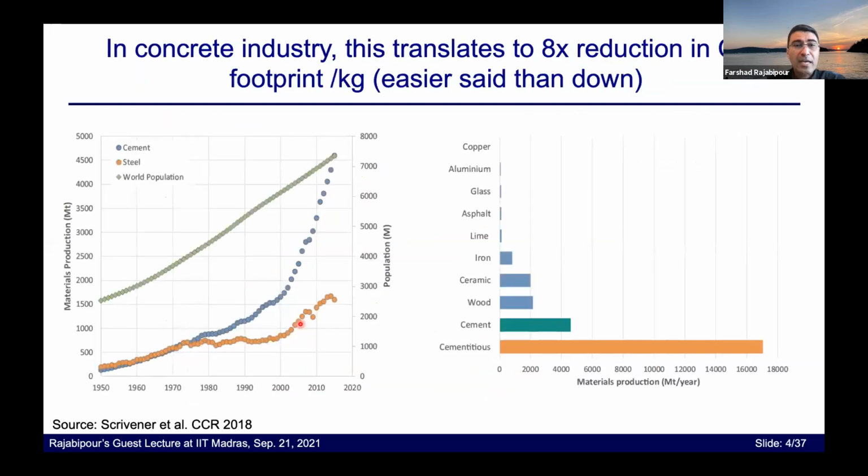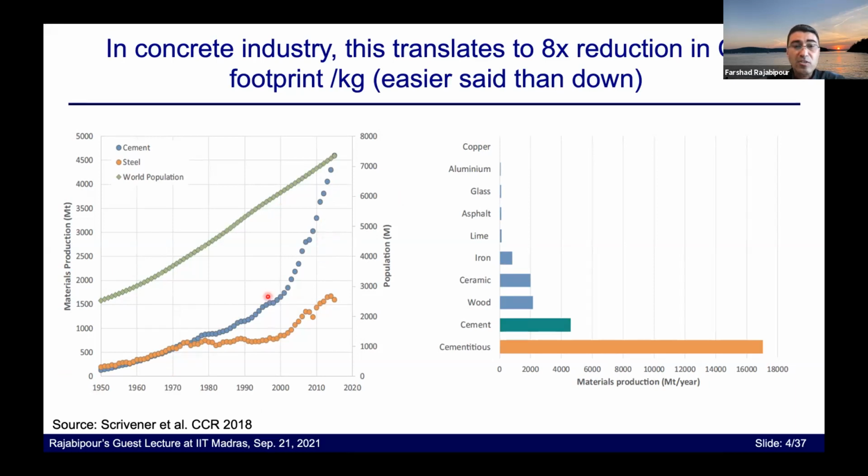Now, if you look at the cement and concrete industry, this translates to about an 8-fold reduction in the CO2 footprint per kilogram of cement. The reason for this is that cement production has increased by more than 30 fold over the last 65 years, as we see on the graph on the left, which shows material production in the later half of the 20th century until today. The blue shows the increased use of cement, compared with the growth in human population, which has been less than 3 fold.